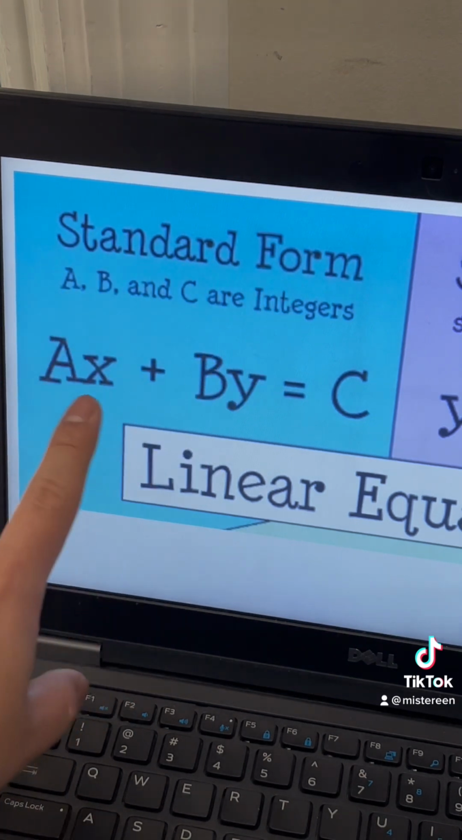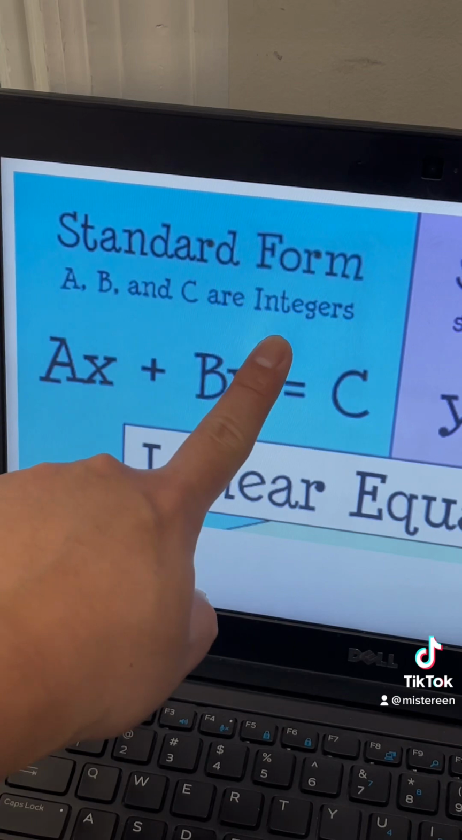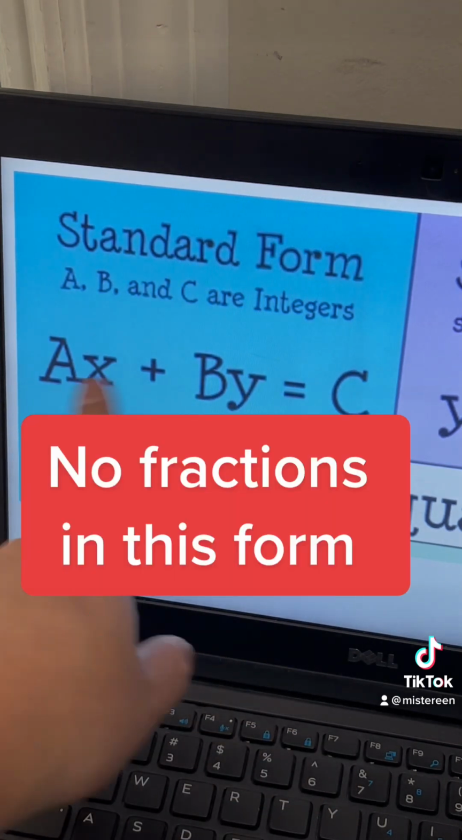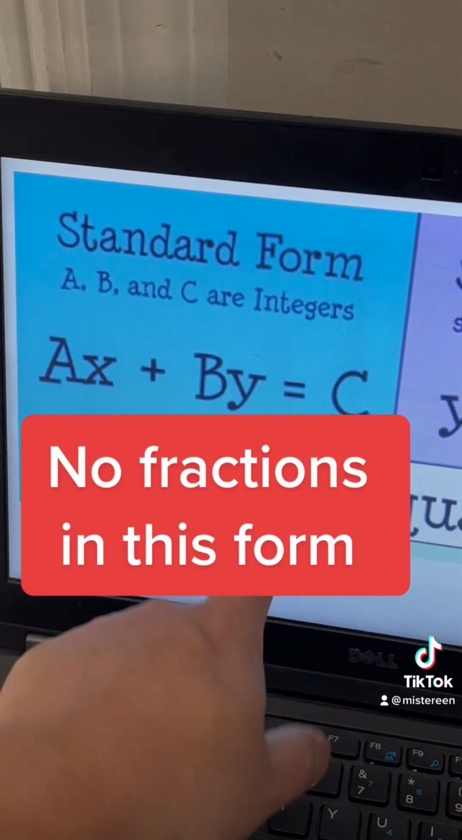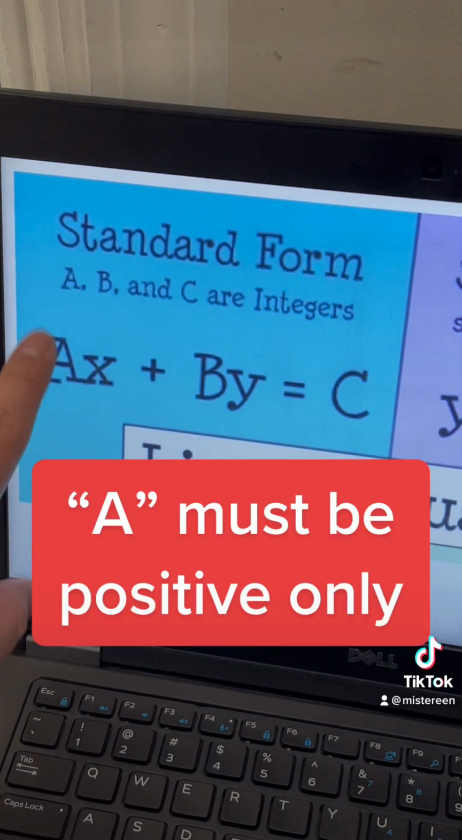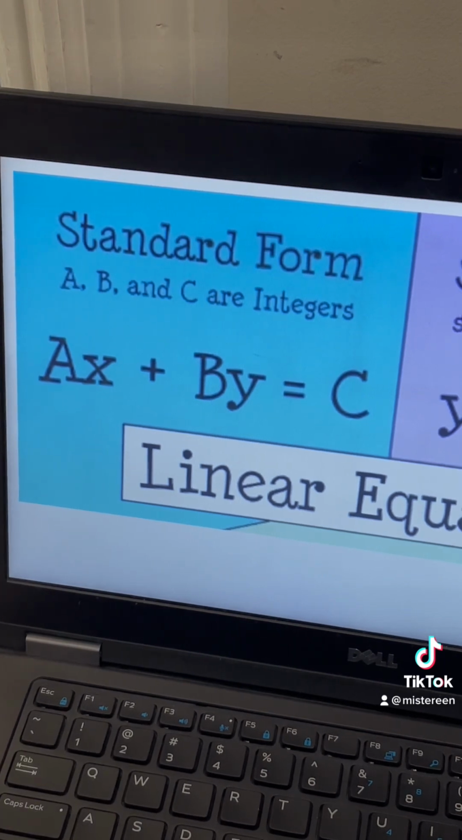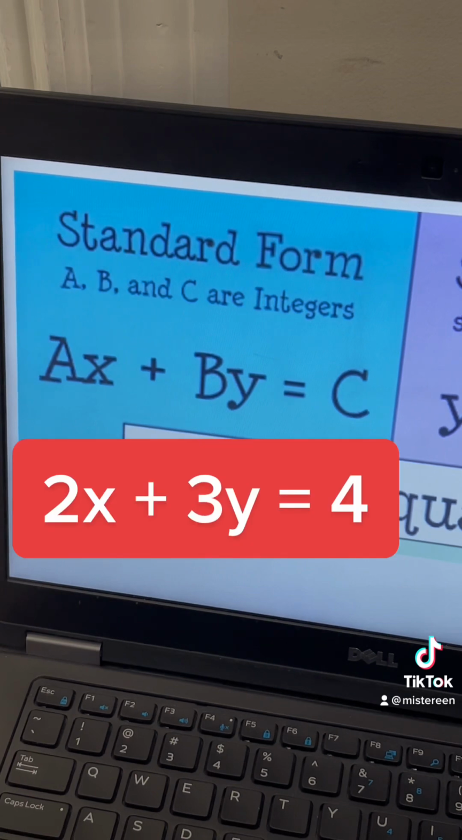Now, when something is in standard form, your a, b, and c, the numbers here, must be integers. That means you should not see any fraction here. Another additional piece of information is that your a, the first number here, must be a positive number. So take note of that. If it's negative, then we need to get rid of that negative. An example of a standard form looks like this: 2x plus 3y is equal to 4. That's in standard form.